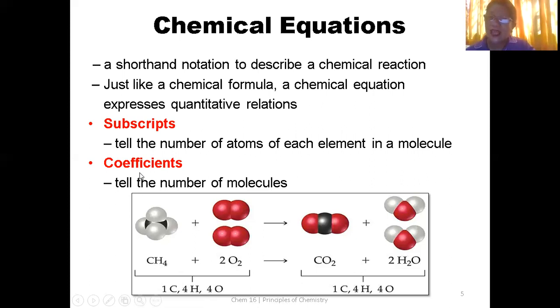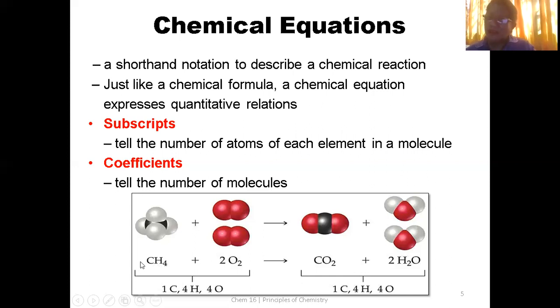This tells the number of molecules. If you talk about the subscript, this is the number of atoms of each element in a given compound. So that's the difference there. If you talk about the coefficient, it's the whole molecule. For instance, this is methane, CH4, or carbon tetrahydride. But this is methane in organic chemistry.